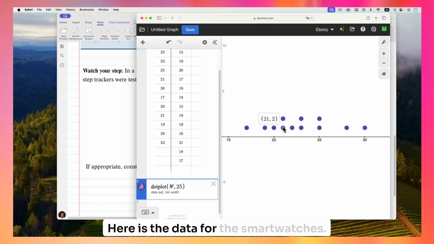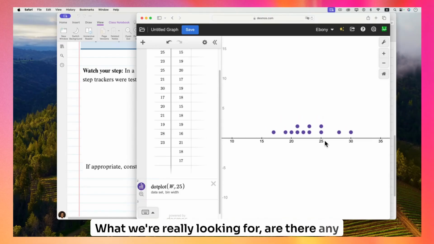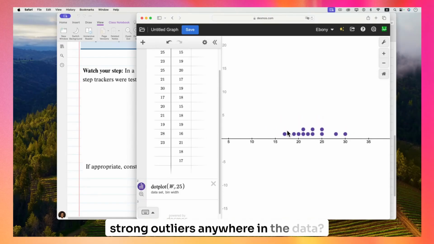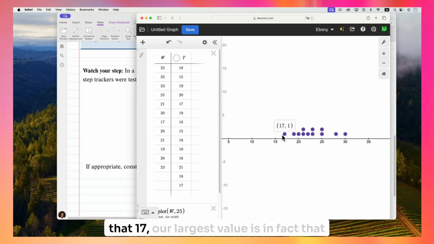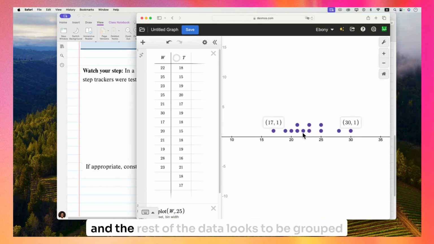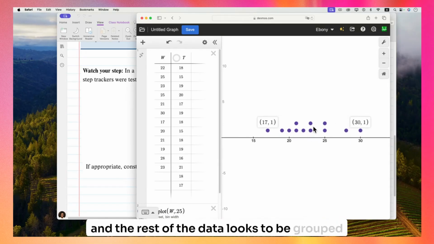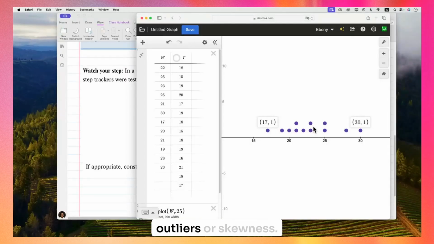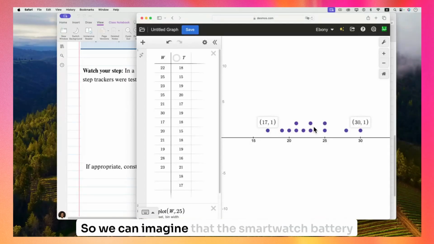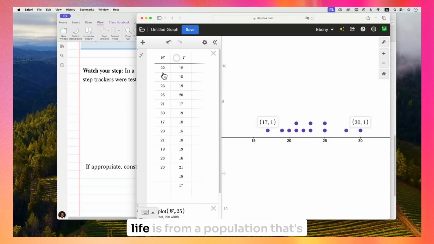Here's the data for the smartwatches. What we're really looking for is whether there are any strong outliers anywhere in the data. Double checking, our smallest value is in fact 17, our largest value is in fact 30, and the rest of the data looks to be grouped around the middle. I would say there are no strong signs of outliers or skewness. So we can imagine that the smartwatch battery life is from a population that's approximately normal.